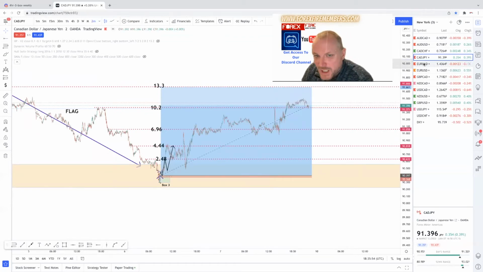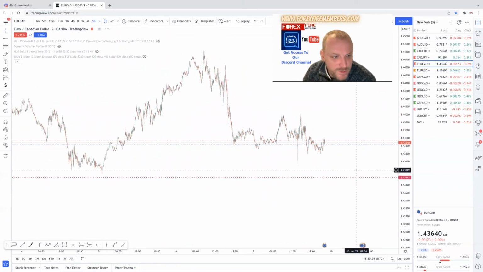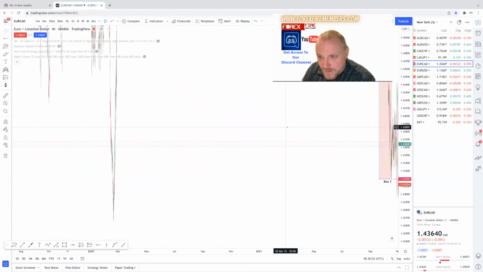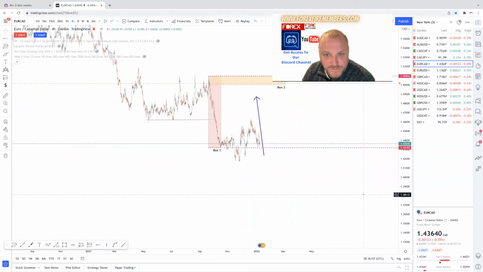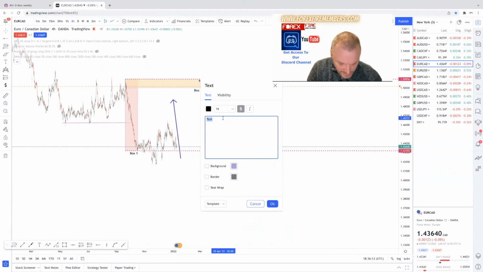So we've got Euro CAD, which we've got set up. Have we got this set up on the 4 hour? Yeah, we've got that set up on the 4 hour, to be fair. I just need to write on here so we don't confuse ourselves. This is the 4 hour setup.